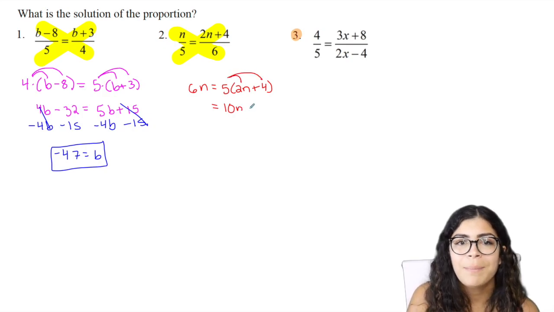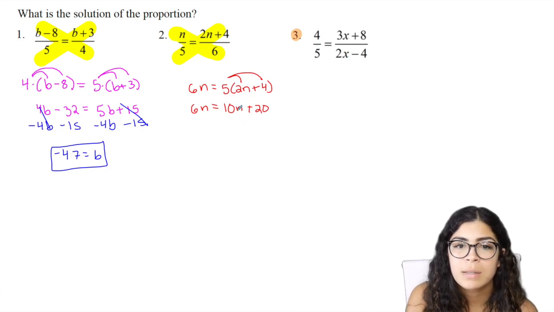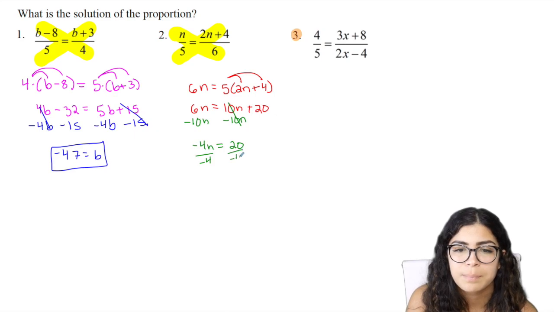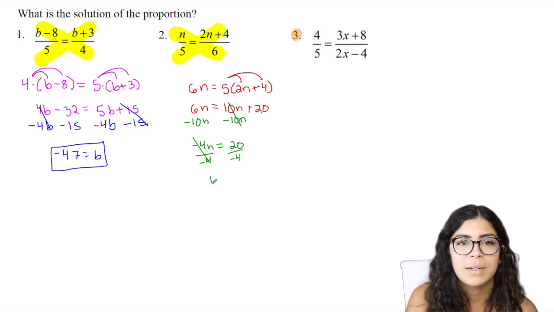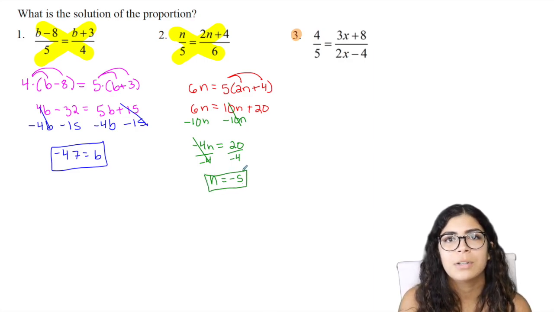Okay, now I have my n's on the right and the left side, so I'm going to go ahead and bring these to the left side by subtracting 10n. 10n minus 10n will cancel. 6n minus 10n is negative 4n, and I'm going to bring down the 20, and then I divide by negative 4 to get rid of the coefficient, negative 4. So we end up with n equals negative 5. All right, so go ahead and pause the video and try out number 3 on your own.